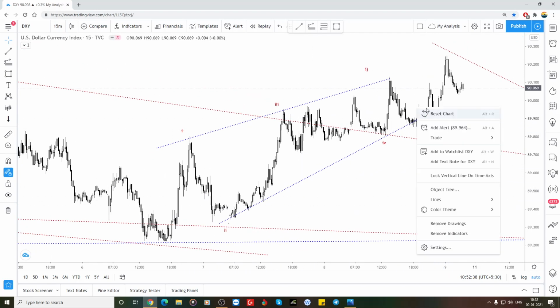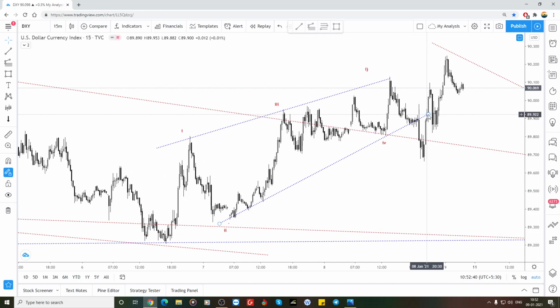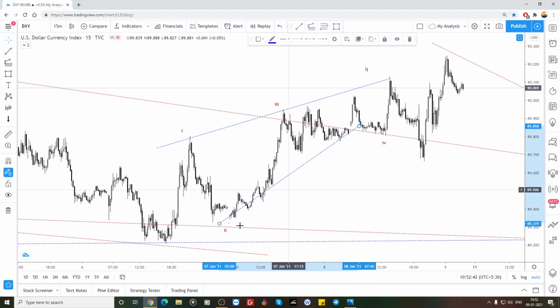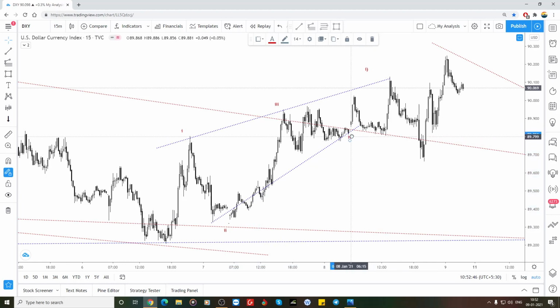In the past, what I think here, I just place it like this. So this could be a triangle A, B, C, D and E. So this could be a triangle, and the fifth wave has already ended. But after that, this is the 5-wave structure, and again it did one impulsive structure.